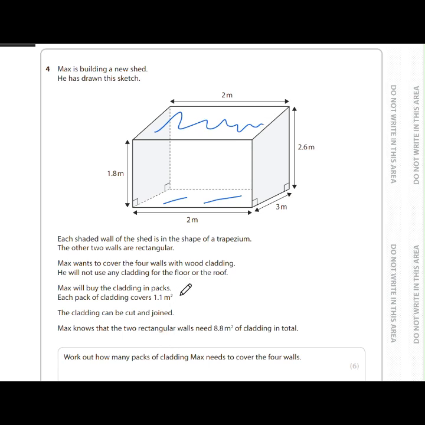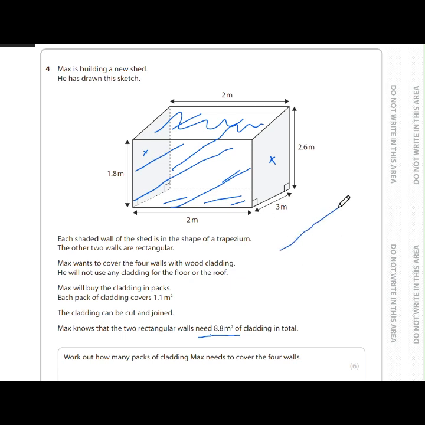Max will buy the cladding in packs, and each pack of cladding covers 1.1 meters squared. Cladding can be cut and joined, so we use everything in a pack. Max knows that the 2 rectangular walls need 8.8 meters squared of cladding. So they've already calculated the area of the rectangular walls, so we don't need to do that. We can just use that information later. So all we've got are these 2 trapezium-shaped ends, which are identical.